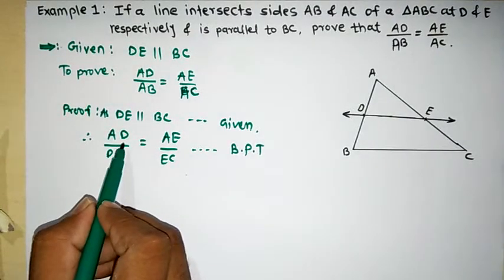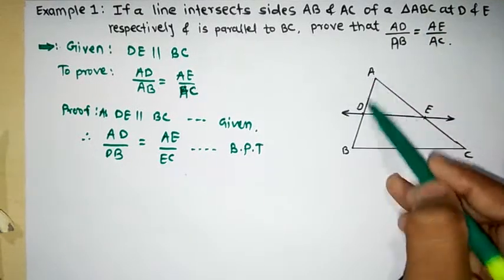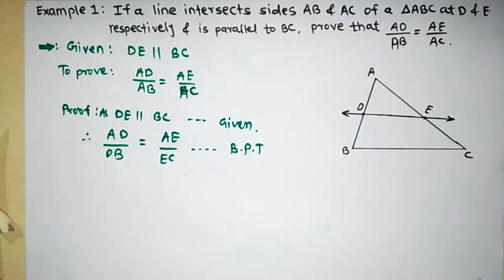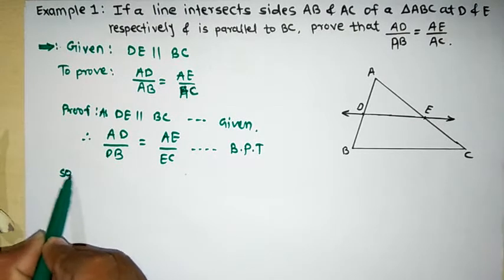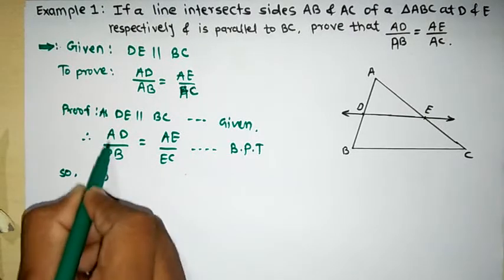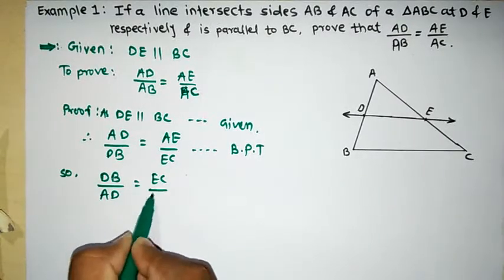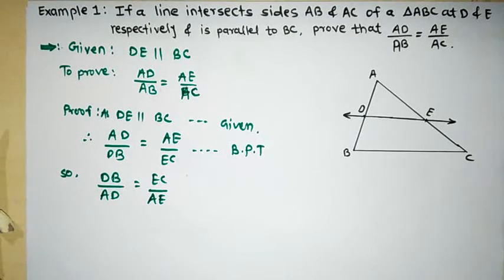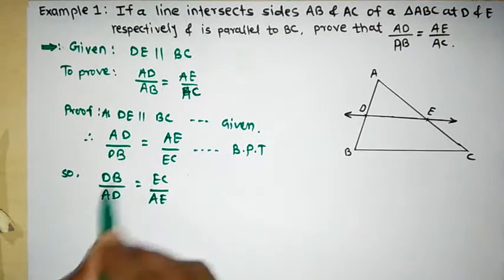Now, see here, what do we want in the proof? In the proof we want AD by AB, AD by this whole AB. So, to get AD by AB, first we have to take the reciprocal. Write the reciprocal. What is the reciprocal of this? This will become DB by AD is equal to EC by AE. Now you are thinking why I did the reciprocal here. We will understand that in the next step. That is the reciprocal.